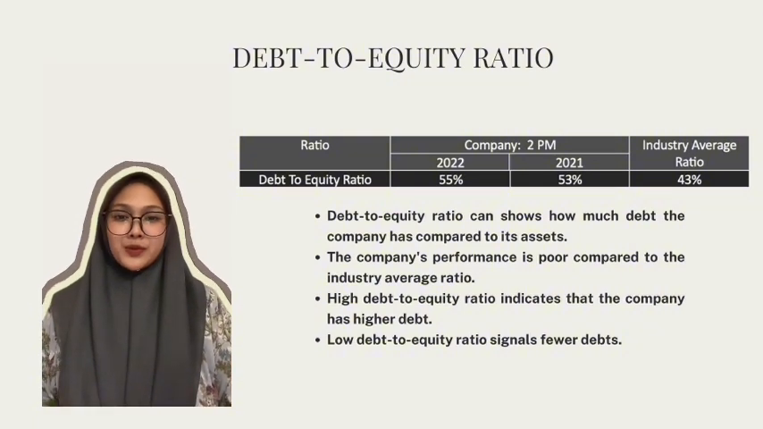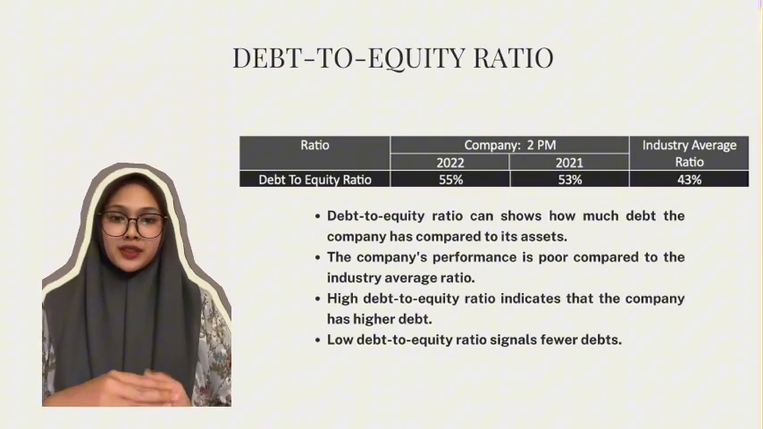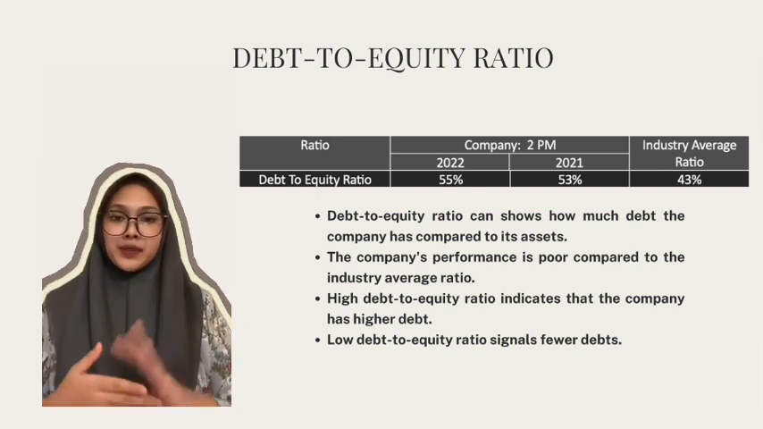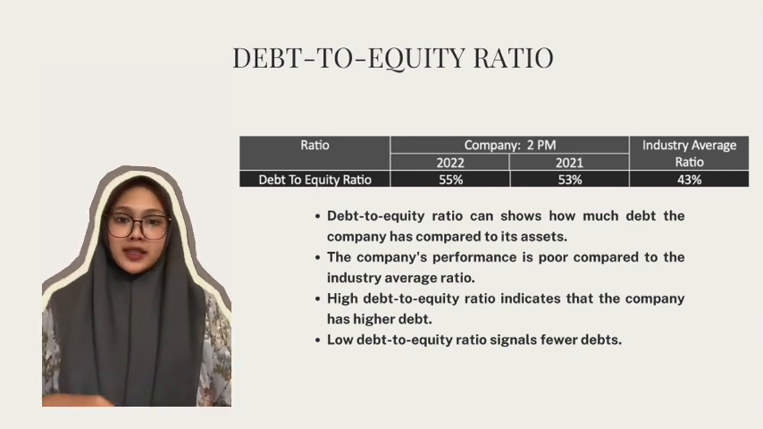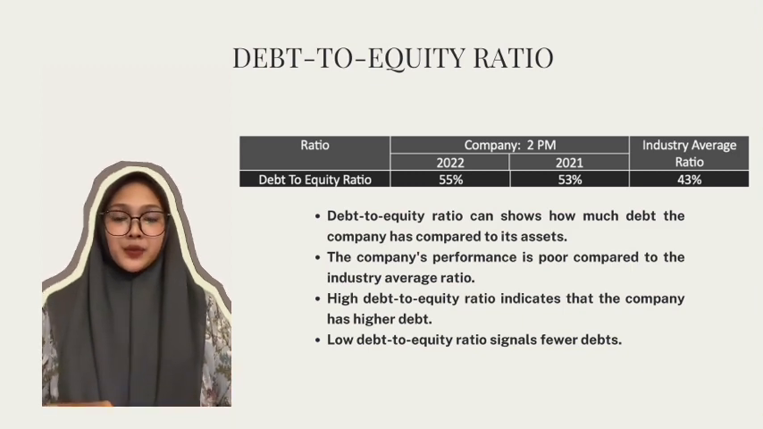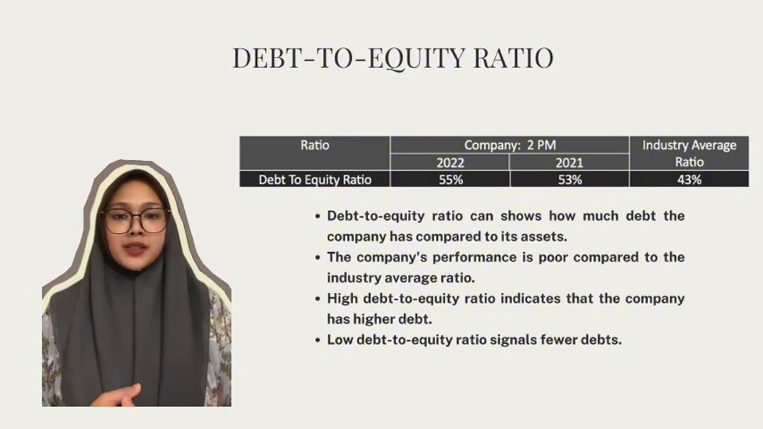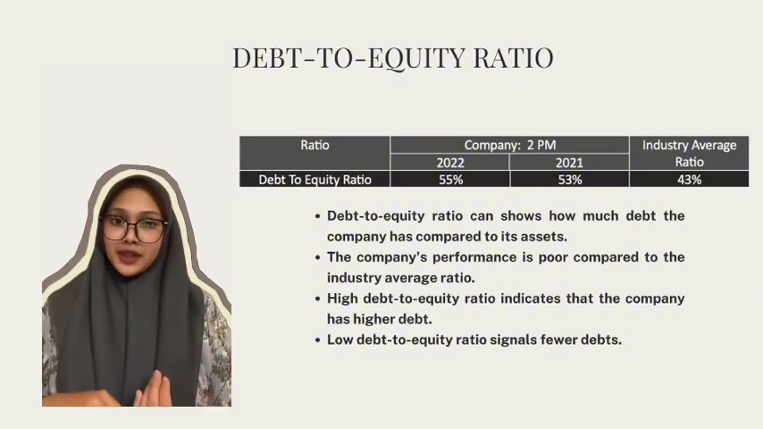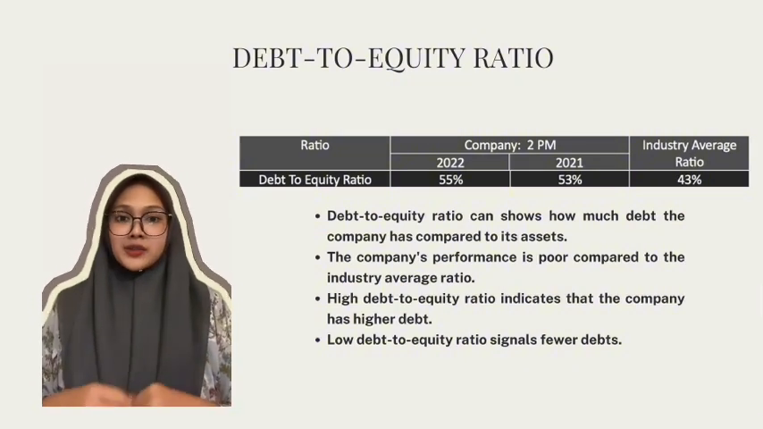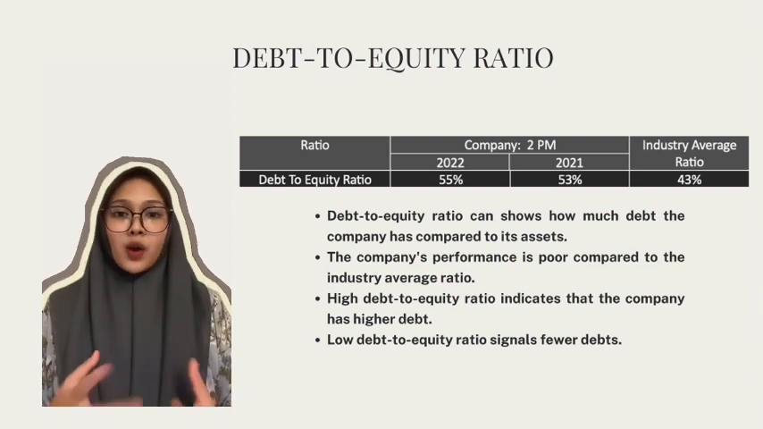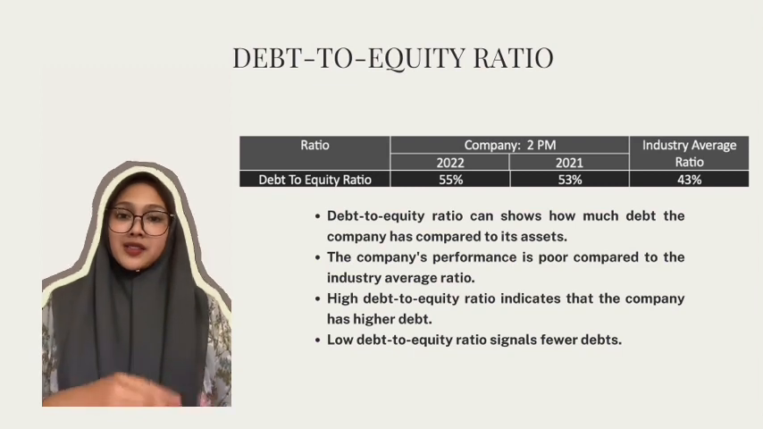Next, we move to the debt to equity ratio for year 2021. The company ratio is 53%, which is higher than the industry average ratio, which is 43%. This means the company's performance is poor compared to the industry. Similarly, in 2022, the ratio is 55%, which is also higher than the industry average ratio.